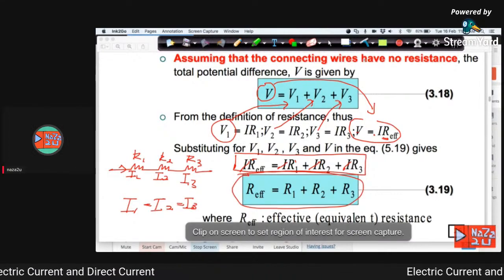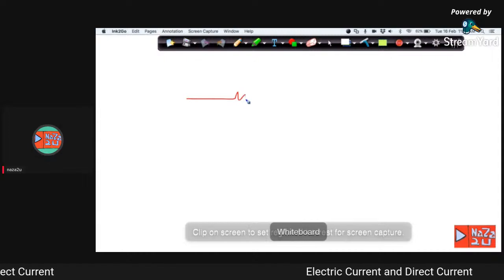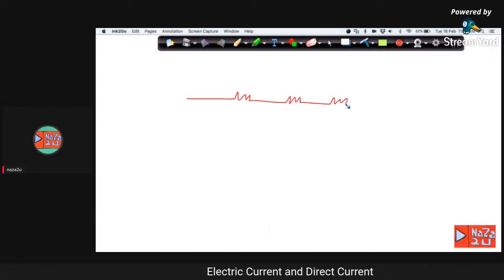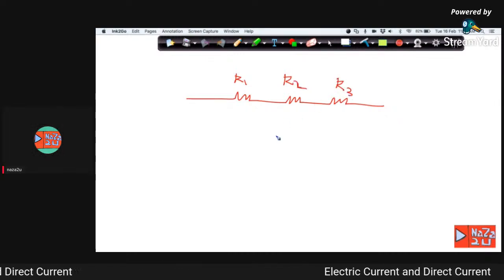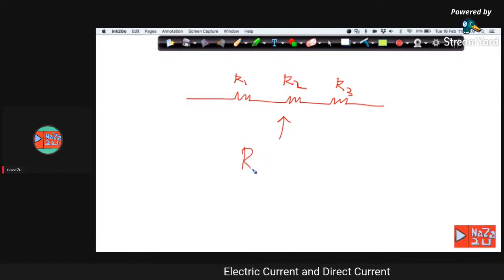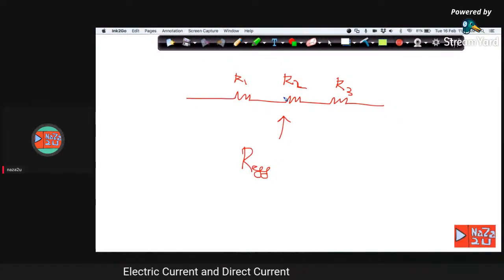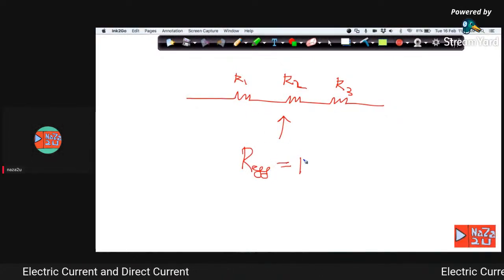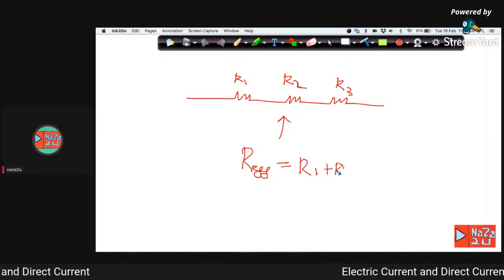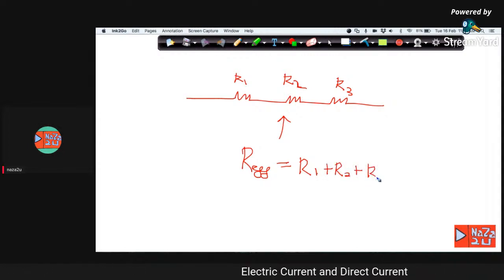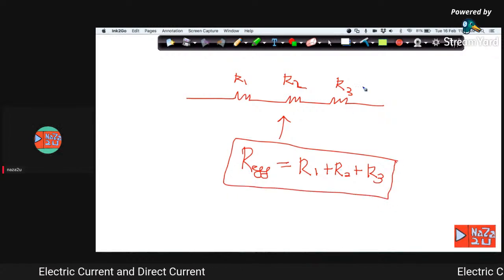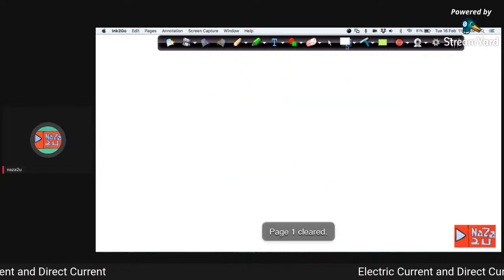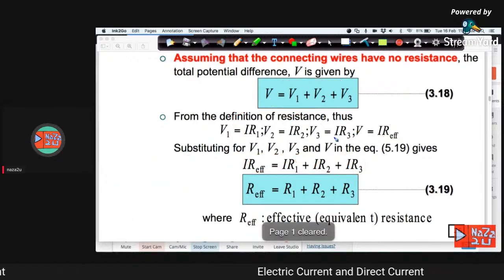Ataupun dengan kata yang mudah, sebenarnya ini menunjukkan kalau kita ada 3 resistor yang disusun secara siri R1, R2 and R3. Kalau kita nak cari effective or total resistance of the resistor here, dah tambah saja R1 plus R2 plus R3. So ini dia punya main idea yang perlu kamu tahu. Right? So this is for series circuit. So continue to the next slide.